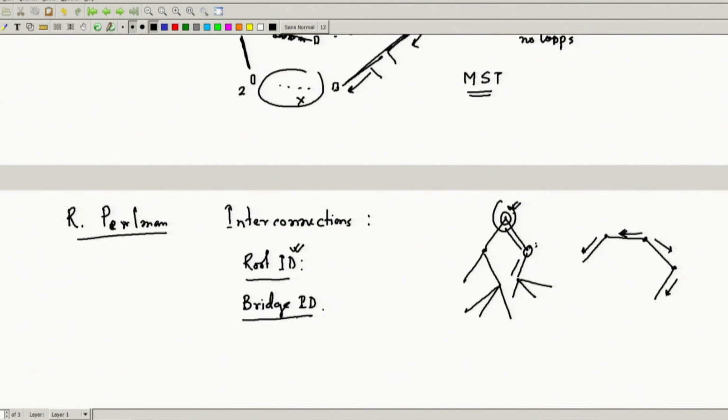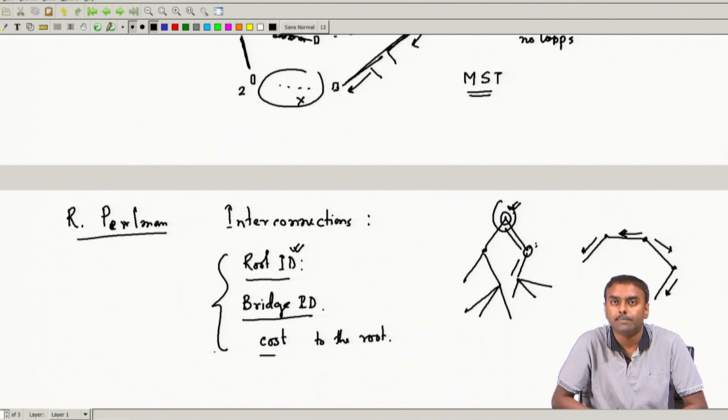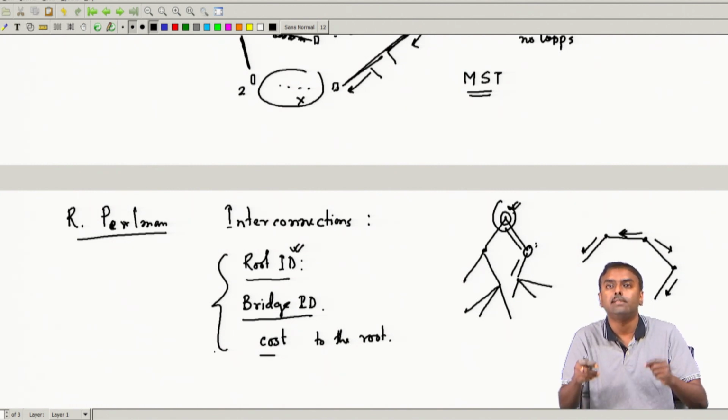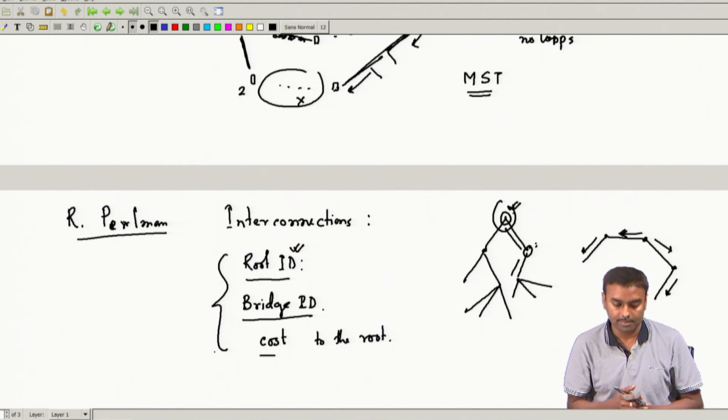What is the third thing? The third thing is the cost he has estimated so far to the root. In the message, only if we take these three things, it is good enough. If they keep on updating these things in a recursive fashion, after some time they will learn locally and globally, and they will learn the same thing. They will come up with the same spanning tree structure.